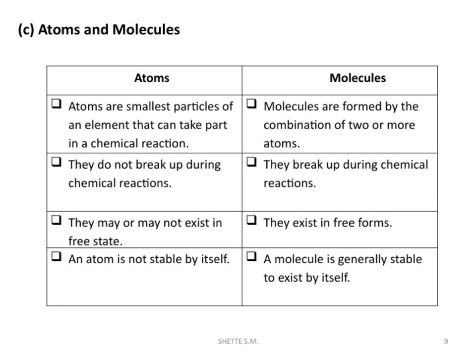Also, atoms may or may not exist freely. Some exist on their own, but many are found combined with others. Molecules generally exist in a free state, meaning they are stable enough to stand alone. Speaking of stability, an atom by itself isn't very stable. It's usually more reactive or eager to bond. But molecules tend to be more stable and can often exist independently without immediately reacting.